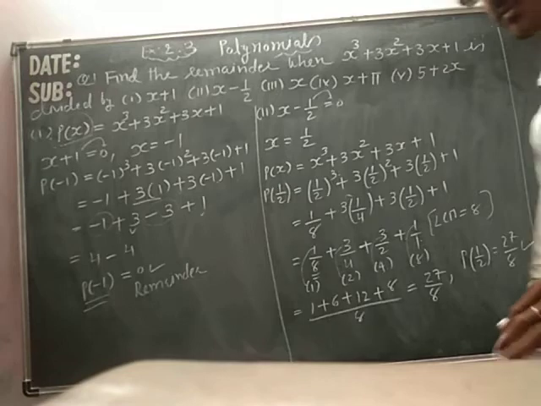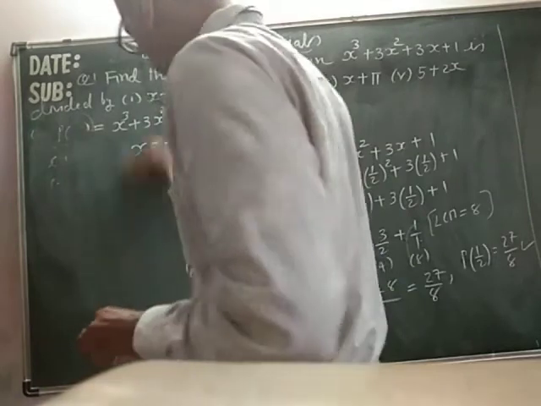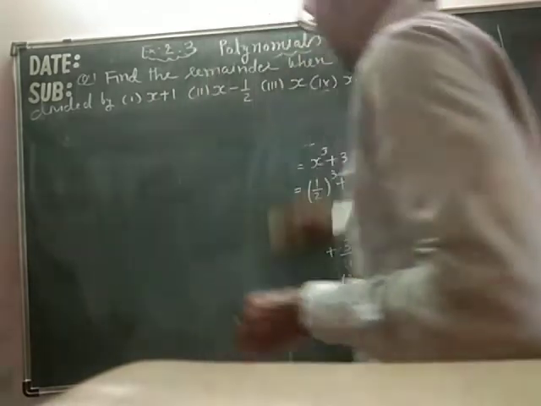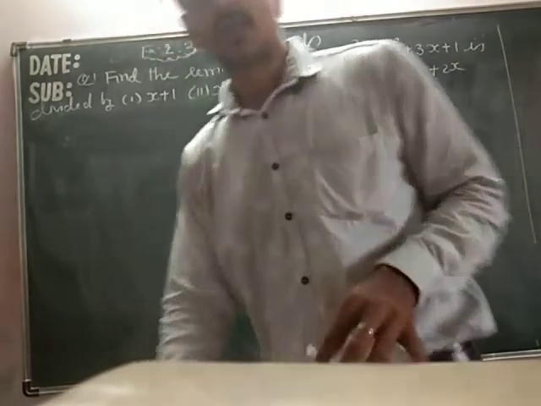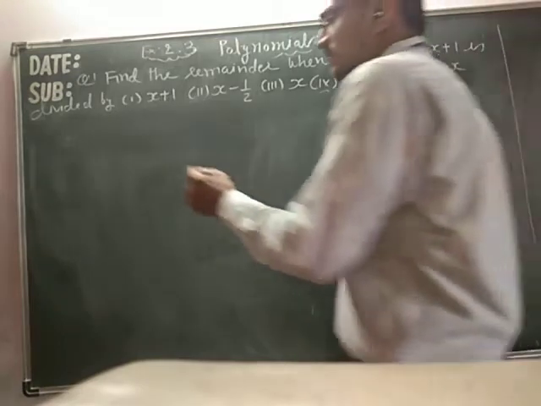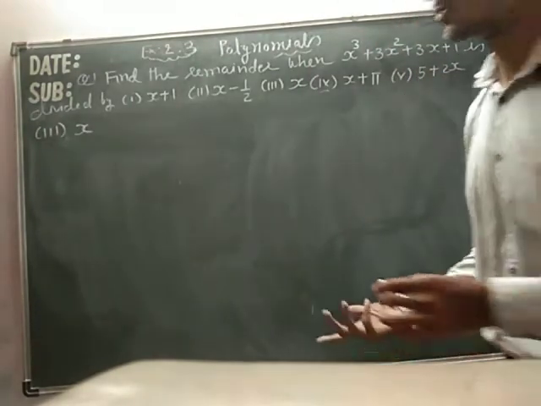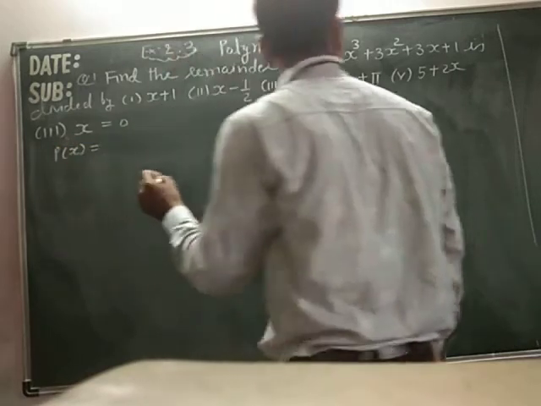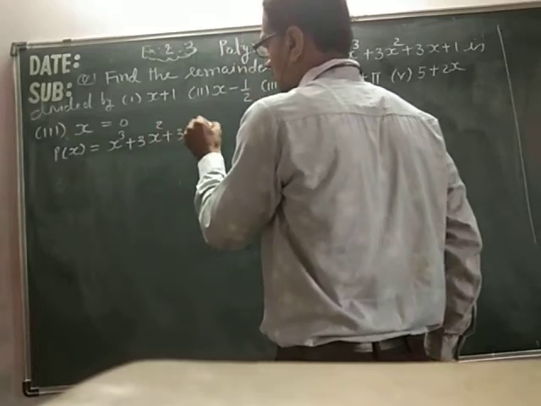Let us solve the next one. Next one is x alone. See, x alone is a factor, so the value of x will be 0. Here the polynomial we are having is x cube plus 3x square plus 3x plus 1.